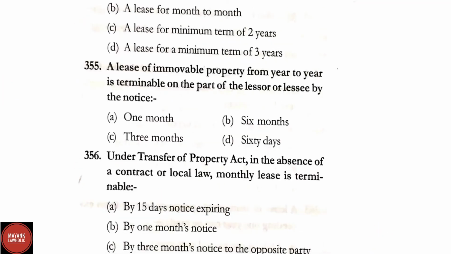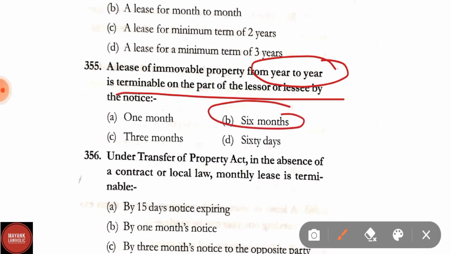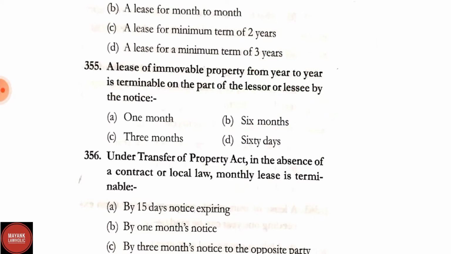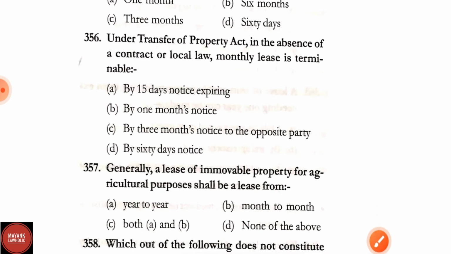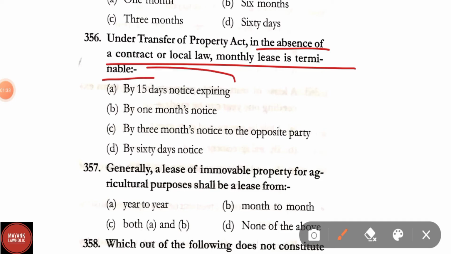Question number 355. A lease of immovable property from year to year is terminable on the part of the lessor or lessee by the notice of 6 months. Option B is the correct answer. Question number 356. Under the Transfer of Property Act, in the absence of a contract or local law, monthly lease is terminable by 15 days notice expiring. Option A is the right answer.